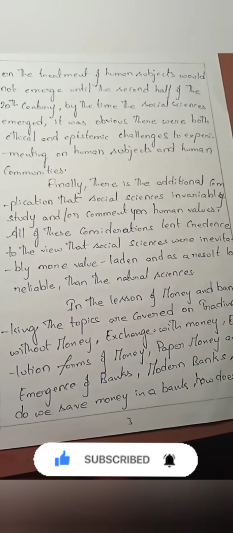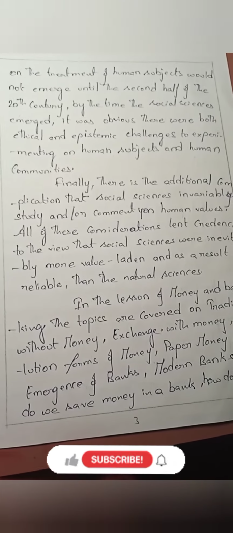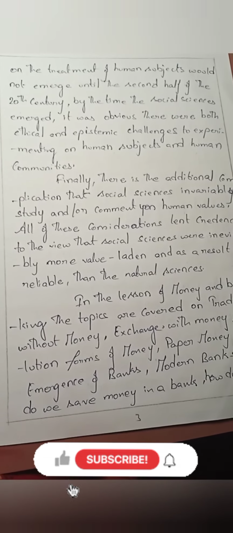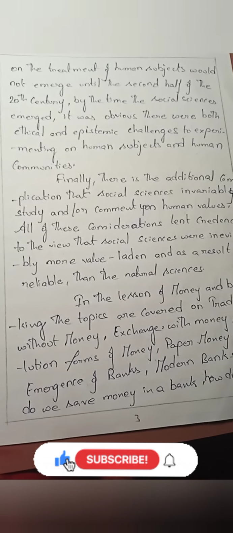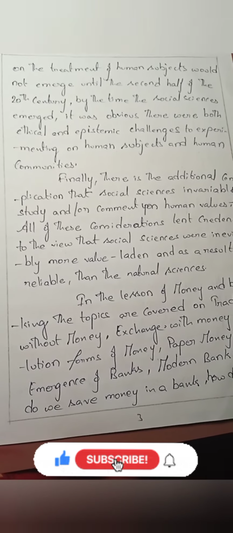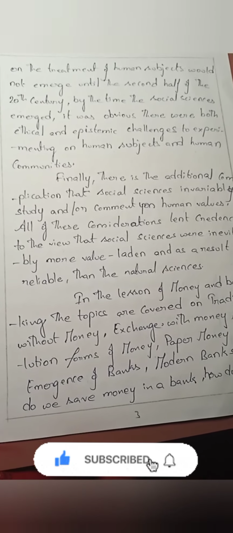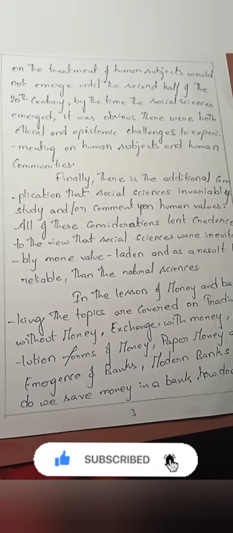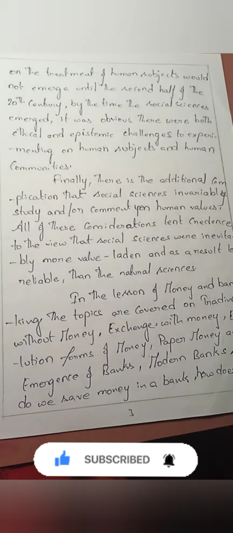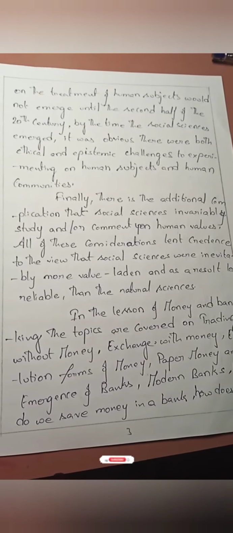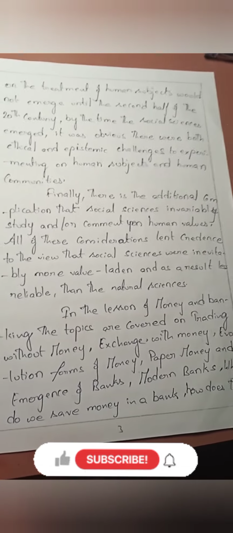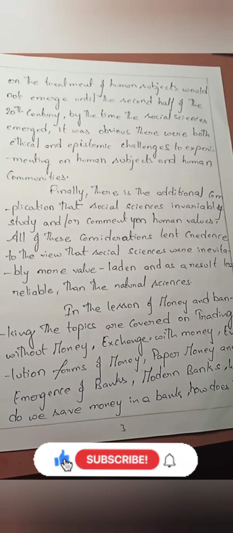Finally, there is an additional complication that social science invariably studies and or comments upon human values. All of these considerations lend credence to the view that social sciences were inevitably more value laden and as a result less reliable than the natural sciences.